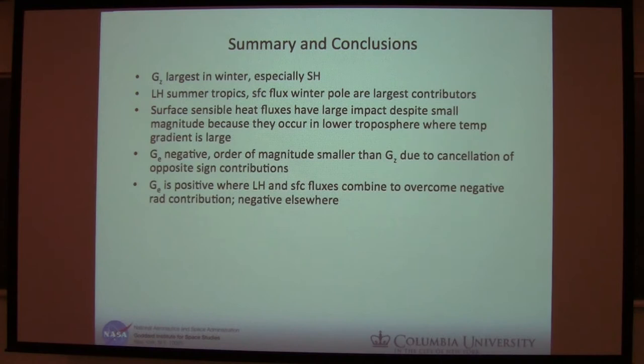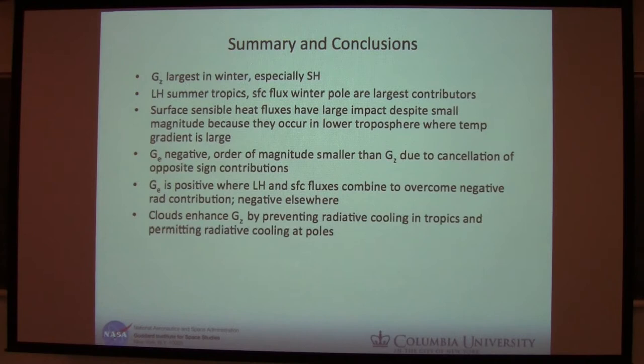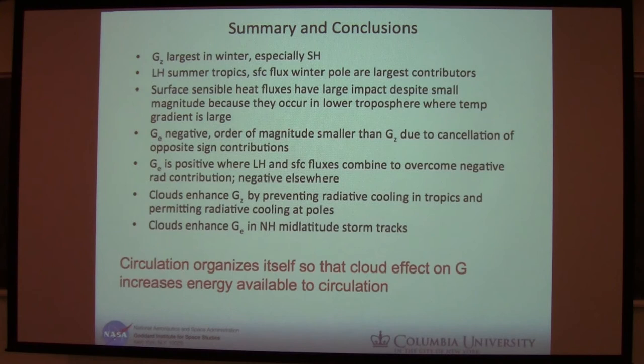We've seen that clouds enhance GZ by preventing radiative cooling in the tropics and permitting radiative cooling at the poles. We've seen clouds enhance GE in the northern hemisphere mid-latitude storm tracks. And so we can conclude that the circulation organizes itself, the large-scale dynamics organize themselves, such that the cloud effect on G increases the energy available to the circulation.